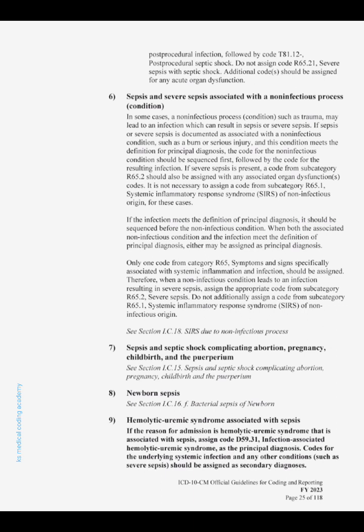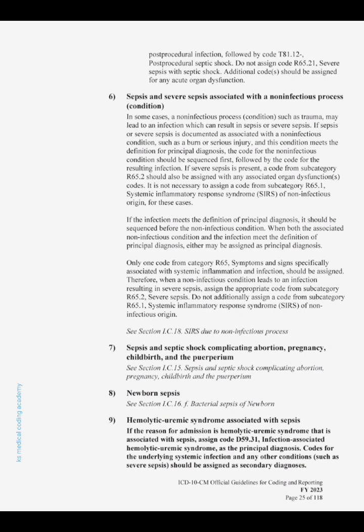7. Sepsis and septic shock complicating abortion, pregnancy, childbirth, and the puerperium. See section I.C.15, sepsis and septic shock complicating abortion, pregnancy, childbirth and the puerperium. 8. Newborn sepsis. See section I.C.16.f, bacterial sepsis of newborn. 9. Hemolytic uremic syndrome associated with sepsis.